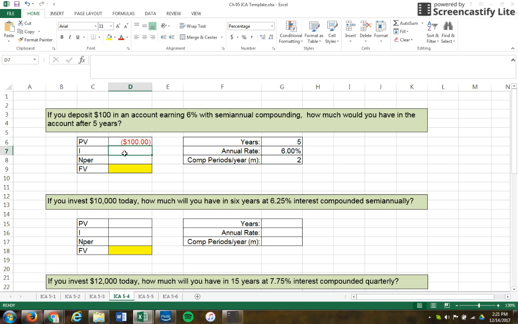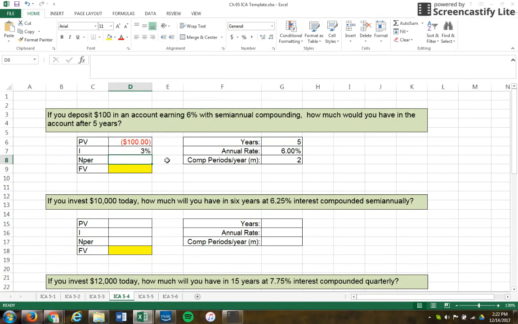Now, for interest rate, because we have semi-annual compounding, in order to calculate our interest rate for non-annual time periods of compounding, we take our annual rate and we divide it by the number of compounding periods per year. The book uses the letter M to signify that, so it's just our 6% divided by 2. So in essence, we have a 3% semi-annual rate, or we are plugging in 3% for every 6 months.